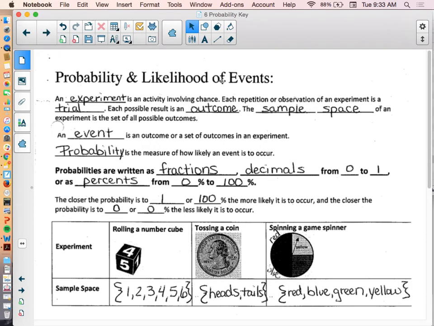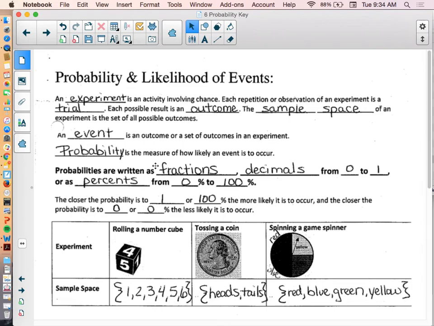All right, taking a look at this page, an experiment is an activity involving chance. Each repetition or observation of an experiment is a trial. Each possible result is an outcome, and the sample space of an experiment is the set of all possible outcomes. An event is an outcome or a set of outcomes in an experiment. And probability is the measure of how likely an event is to occur.